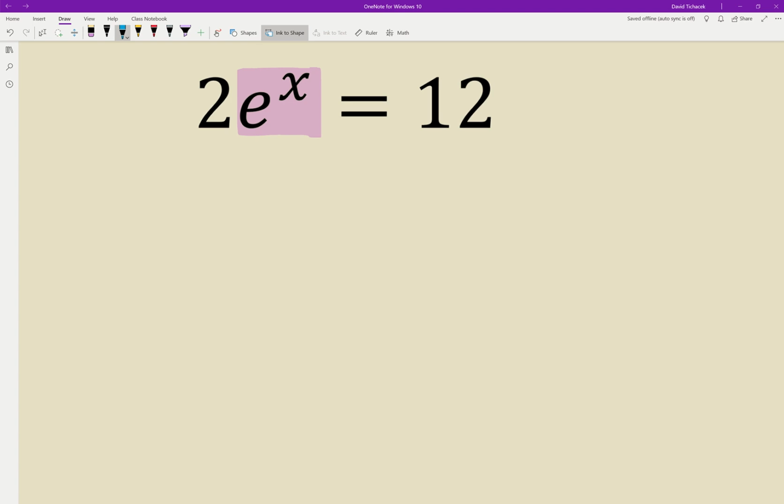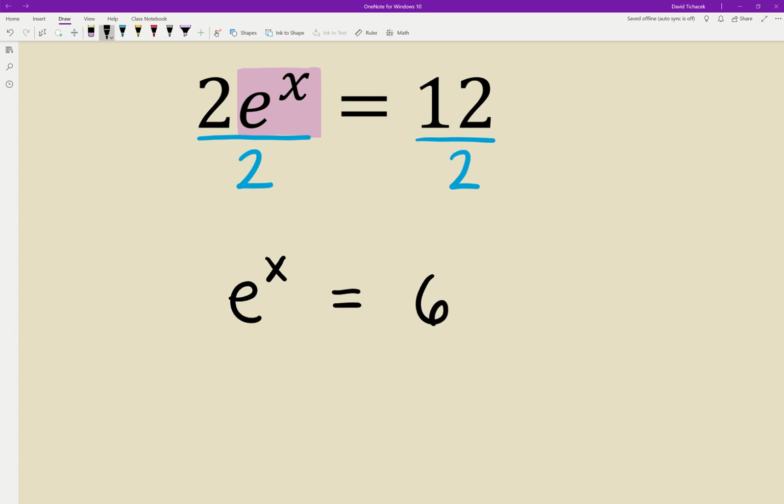So I'm going to get rid of that 2 times out front, and of course the way that we always get rid of multiplication is through division. So I'm going to divide both sides by 2 to start, and that's going to leave me with, on the left-hand side, Euler's number to the power of x, and that is going to be equal to 12 divided by 2, which of course makes 6. Now that you've gotten this exponential completely isolated, it's time to undo it. Again, that's the general strategy: isolate it and then undo it.